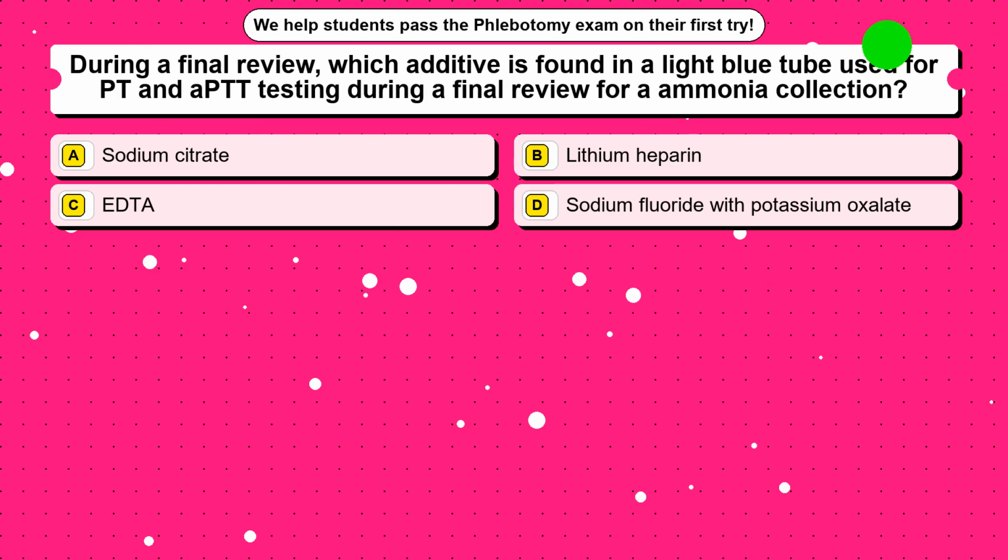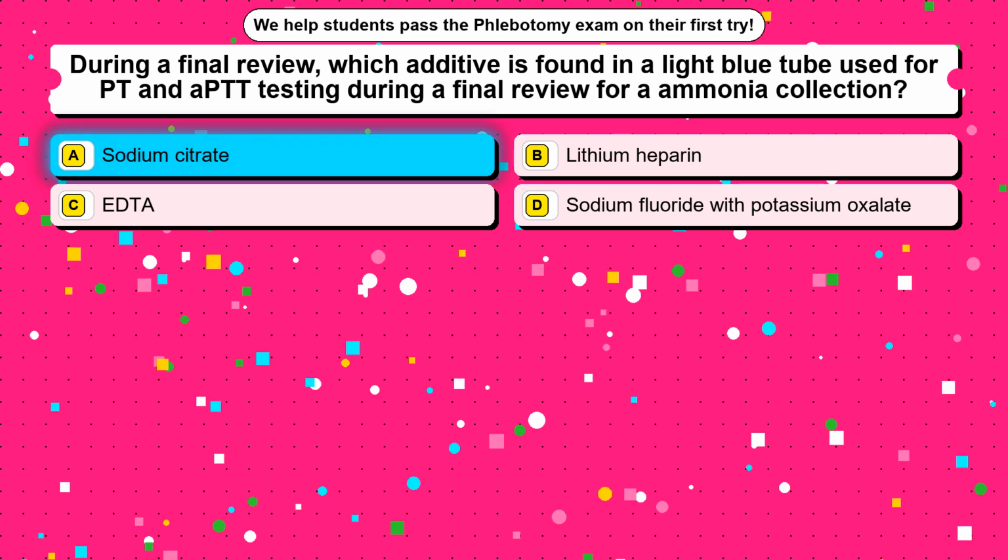Question 19. During a final review, which additive is found in a light blue tube used for PT and APTT testing during a final review for an ammonia collection? Option A. Sodium citrate. Option B. Lithium heparin. Option C. EDTA. Option D. Sodium fluoride with potassium oxalate.